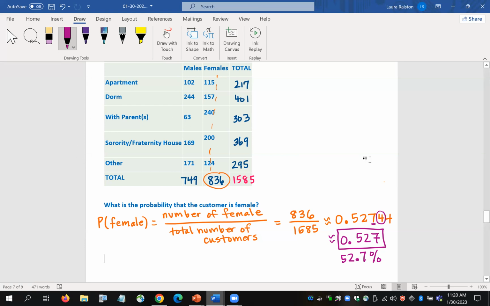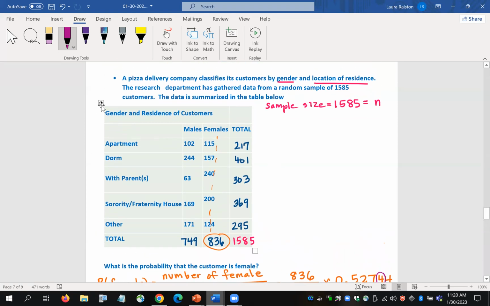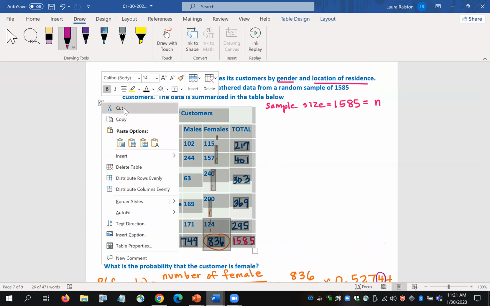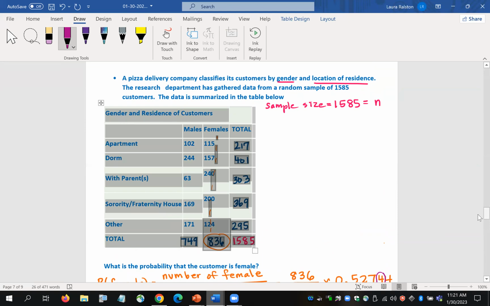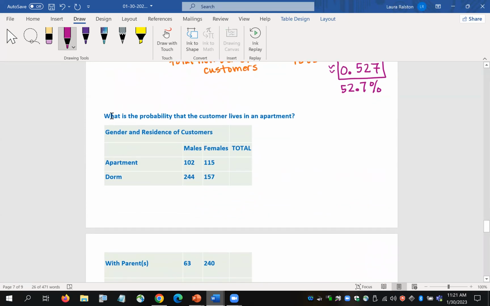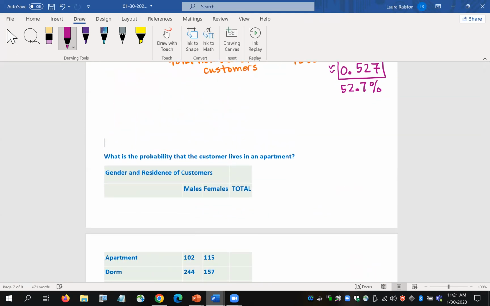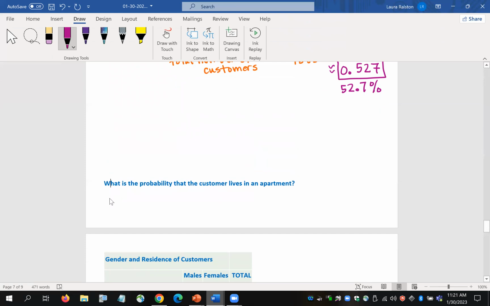Okay, let me write these numbers down. All right, let me see if I can copy this. Okay, let's move to the next question. I'm going to have to make some space, so hold on.